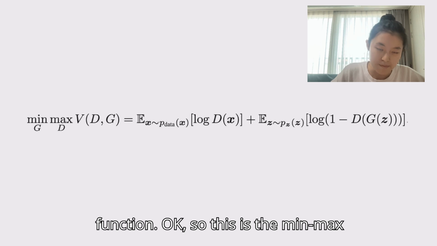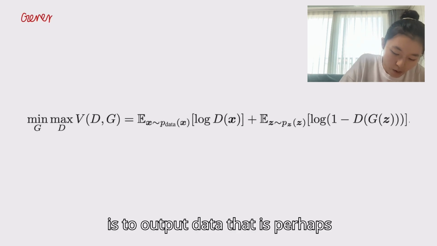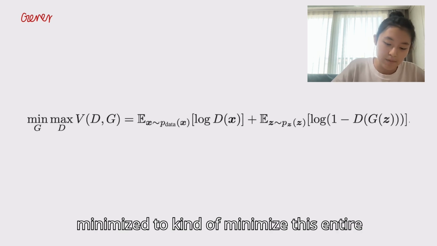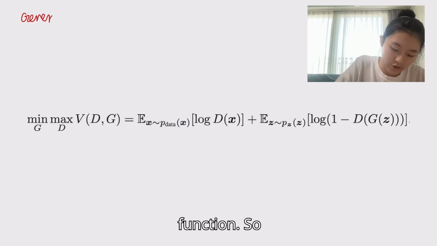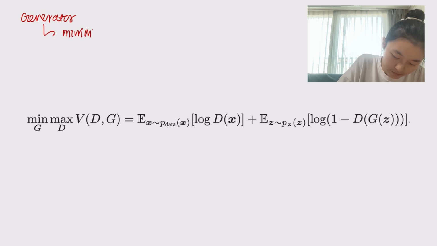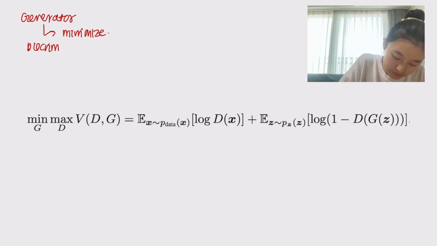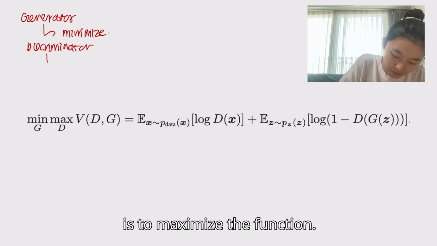Okay, so this is the min-max function, and here the generator's goal is to minimize this entire function. So its goal is to minimize the function, while the goal of the discriminator is to maximize the function.